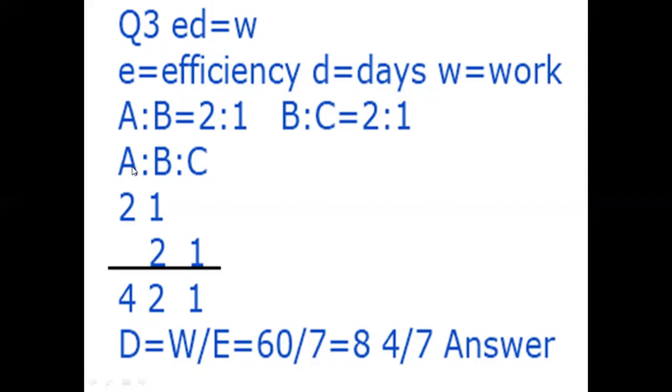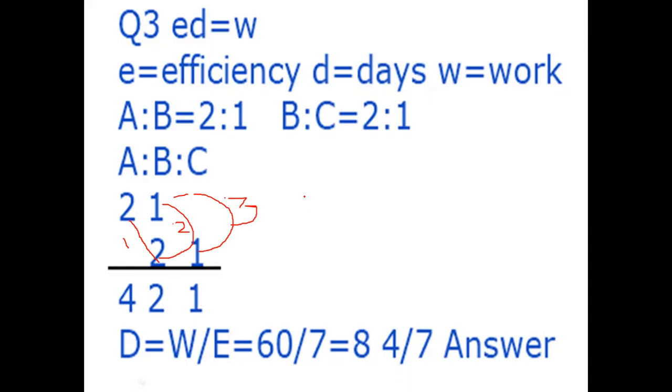Now, using the ratio method, let us find A ratio B ratio C. A ratio B I have written 2:1, B ratio C I have written 2:1. Now you have to multiply. We multiply like this: 2 into 2 is 4. Then 1 into 2, 2. And then 1 into 1, 1. This is step number 1, step number 2, and step number 3. So this is the ratio of efficiency.